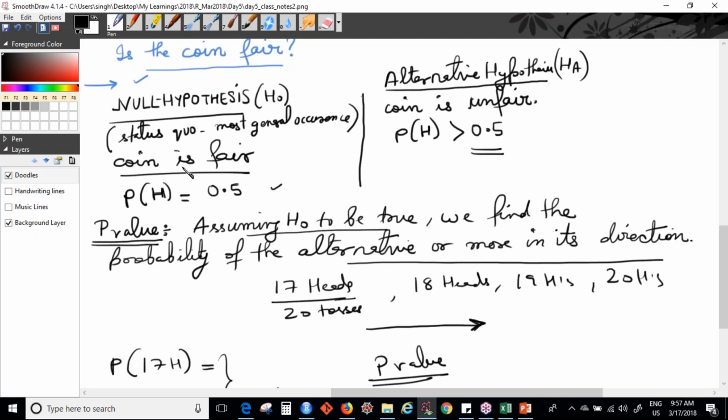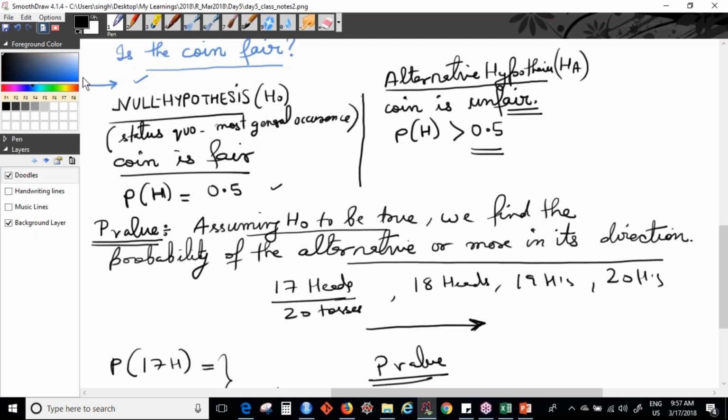My probability of head will be 0.5, or the probability of success will be 0.5, because my coin is fair. Now the opposite assumption, the alternative assumption, is called the alternative hypothesis, which says that the probability is not equal to 0.5. So your coin is unfair.